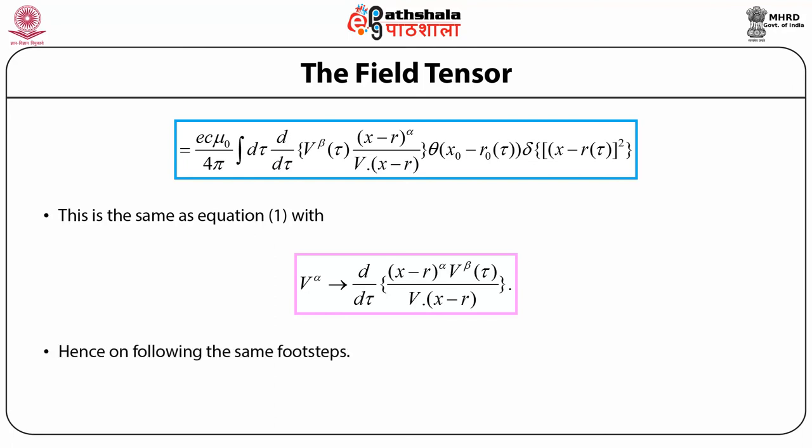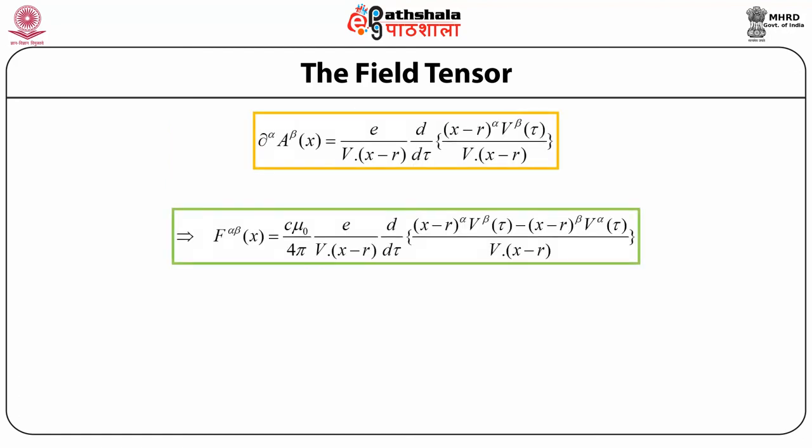Hence, following the same steps, we will get ∂_α A_β(x) = (e/(v·(x−r))) d/dτ[(x−r)_α v_β(τ)/(v·(x−r))].